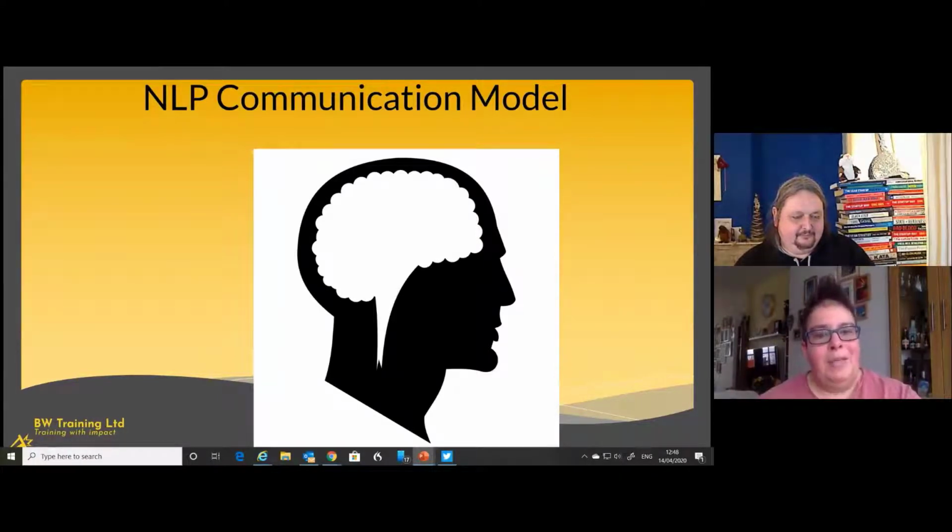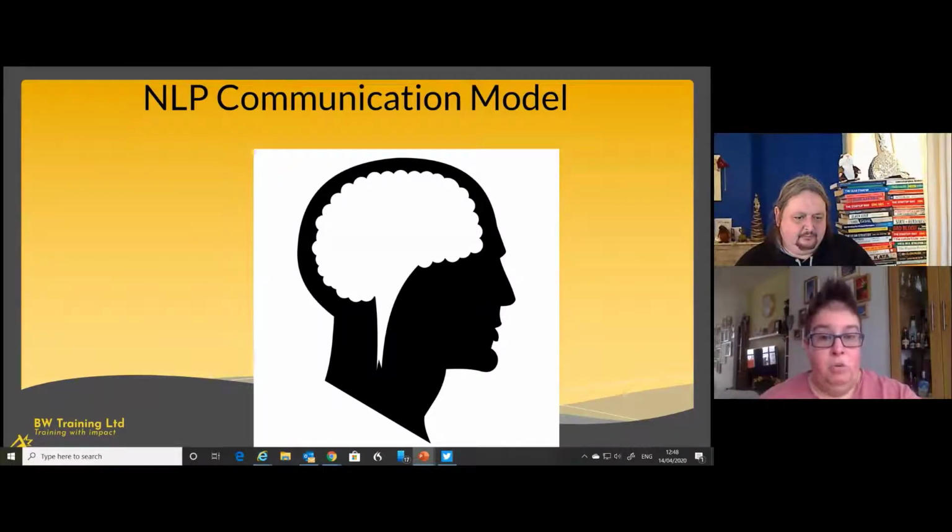So this model is based on some work by a chap called Tad James. And Tad James was one of the early researchers around NLP and did a lot of work into fundamentally what part NLP plays in communication. So this is our brains, our neuro bit.